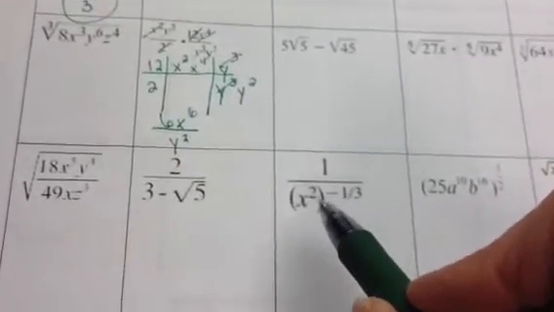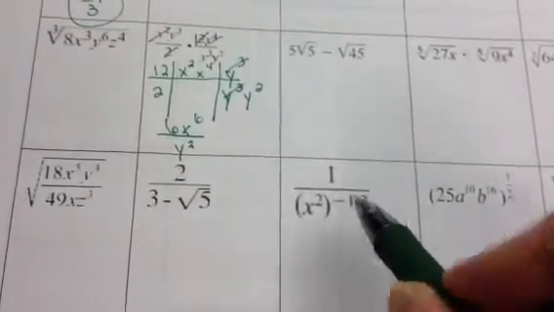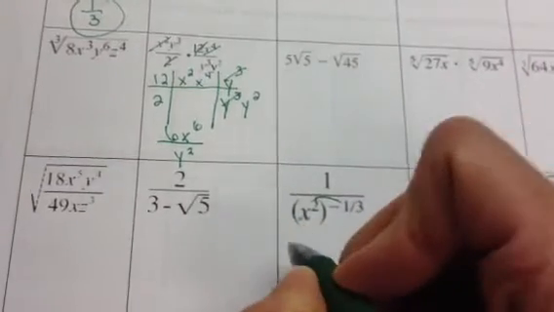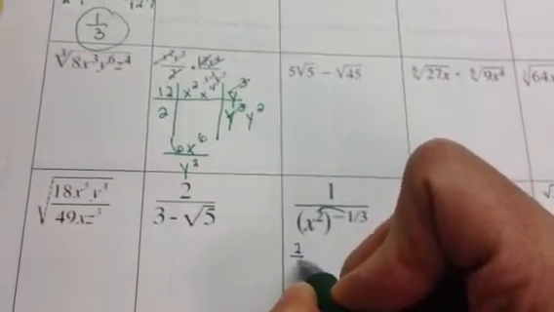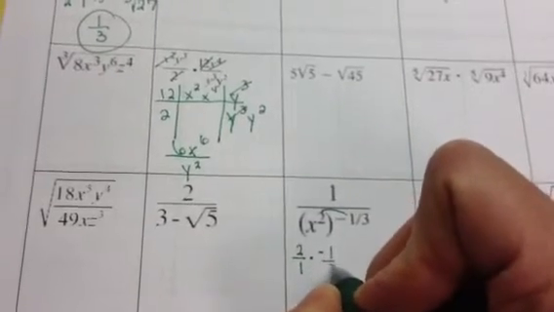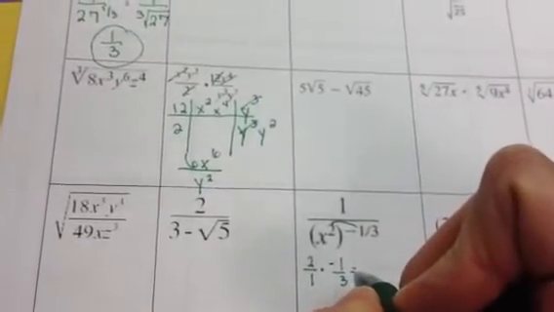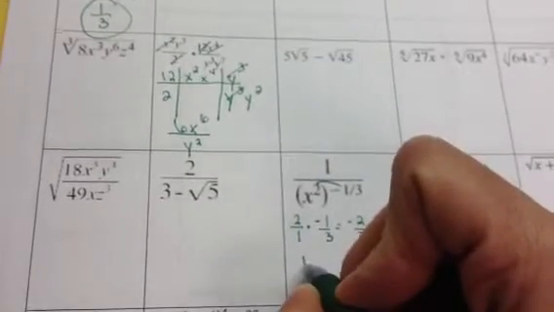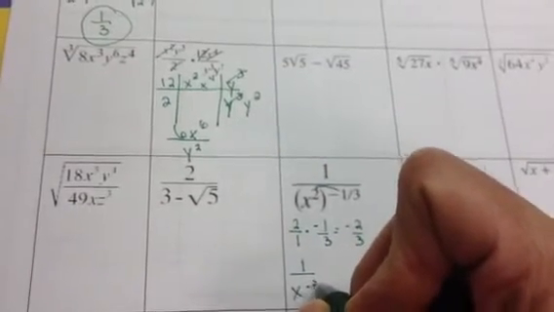So the first thing I'm going to do is deal with the parentheses. That negative exponent is going to go in here, and when I distribute in, the exponents multiply. So I'll be taking 2, or 2 over 1, times negative 1/3. I do not need common denominators when I multiply, so this just becomes negative 2/3. So right now I have 1 over x to the negative 2/3.